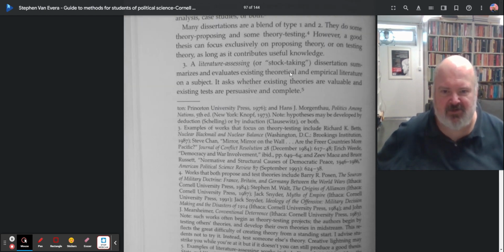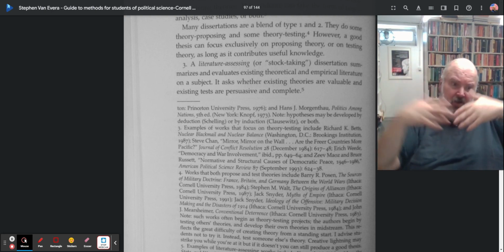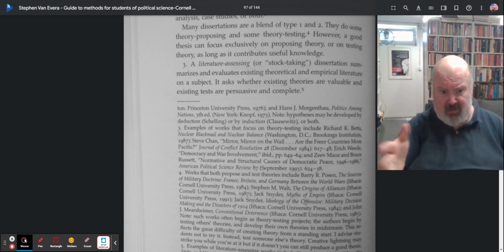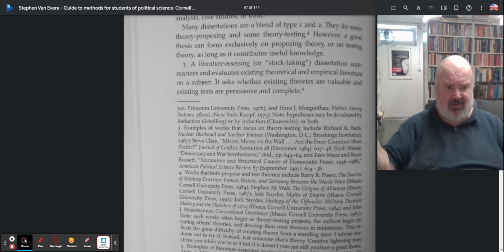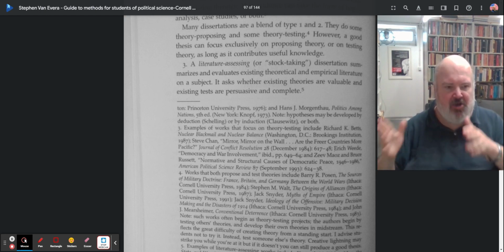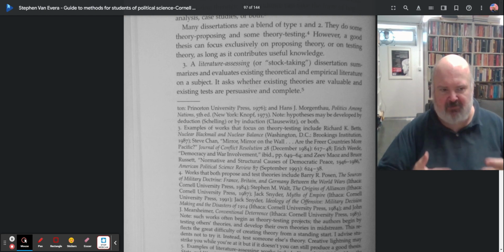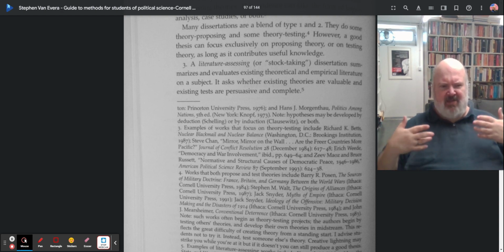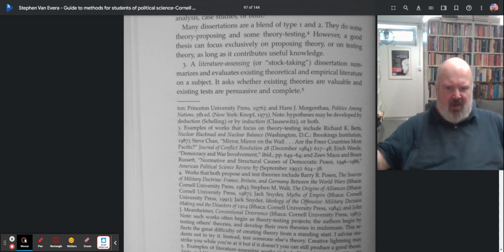Number three, literature assessing or stock taking dissertation. In other words, this is kind of an oversight, looking at a topic or a theme or an issue. It summarizes and evaluates existing theoretical and empirical literature on a subject. You're summarizing and evaluating. In other words, you're giving comment on it. It's not just merely summarizing. You're judging it. You're making some judgments about its usefulness. See, this is a problem a lot of students don't understand. They think a literature review is a mere summary of what the idea is. Many students actually don't understand the difference between summarizing something, giving a summary of something, and evaluating it.